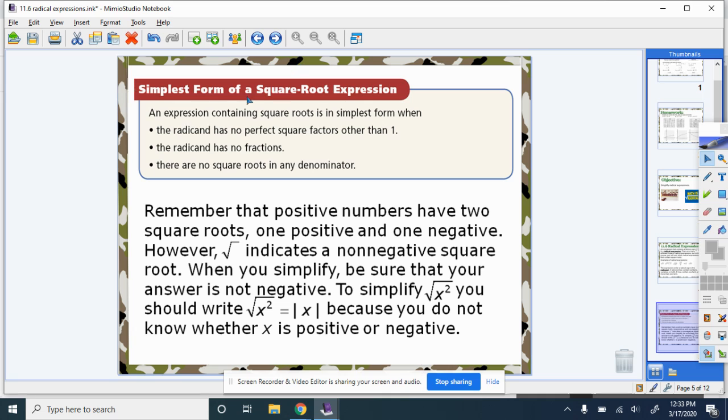All right, we want to have no perfect square factors that go into the radicand. We want the radicand with no fractions, and we want no square roots in the bottom of a fraction. Don't worry too much about this in Algebra 1. We're going to assume all variables represent non-negative numbers.